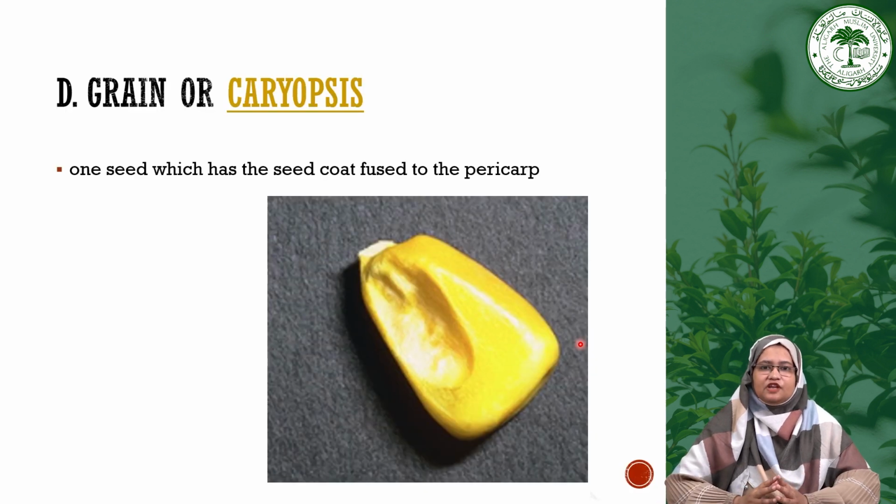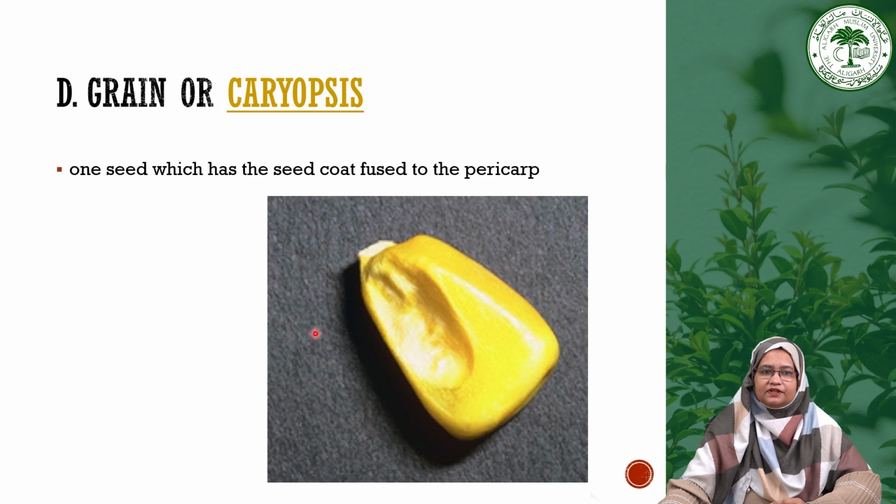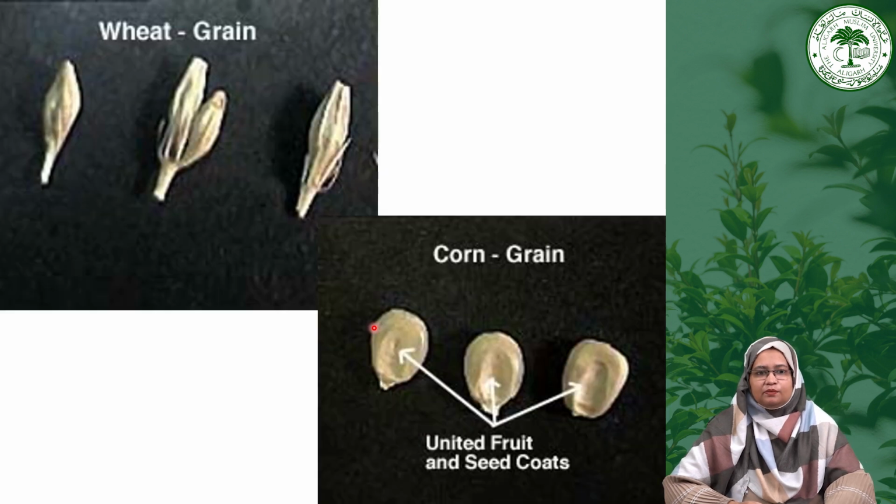Then the next type of fruit is the grain or caryopsis. This is a one-seeded fruit which has the seed coat fused to the pericarp. So this is another type of indehiscent fruit in which the seed coat of the seed is fused with the pericarp of the ovary. So the whole structure becomes the same, and this type of fruit is called caryopsis, and this is one of the characteristic features of the family Poaceae, which has a fruit called caryopsis.